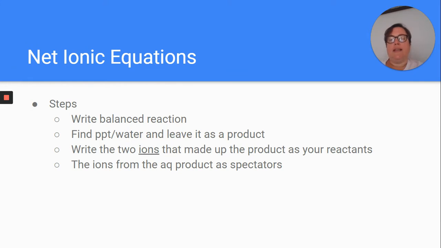The first step for writing a net ionic equation is to write your reaction like you would, following that pattern on page 6 for double replacement. Then you use your solubility rules at the top of page 6 to figure out if a precipitate or water is formed or if things are aqueous. Then you write the reaction only showing the ions that form the solid. So ions will be our reactants and the solid will be our product. The other ions, the things that made up the aqueous product, will be our spectator ions. We're going to look at 3 examples.